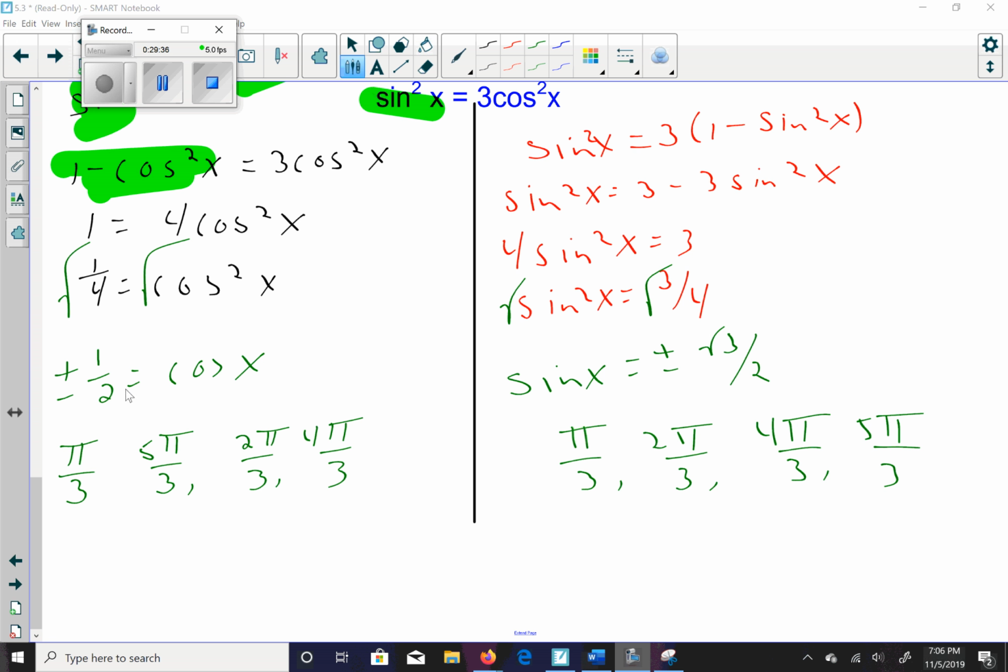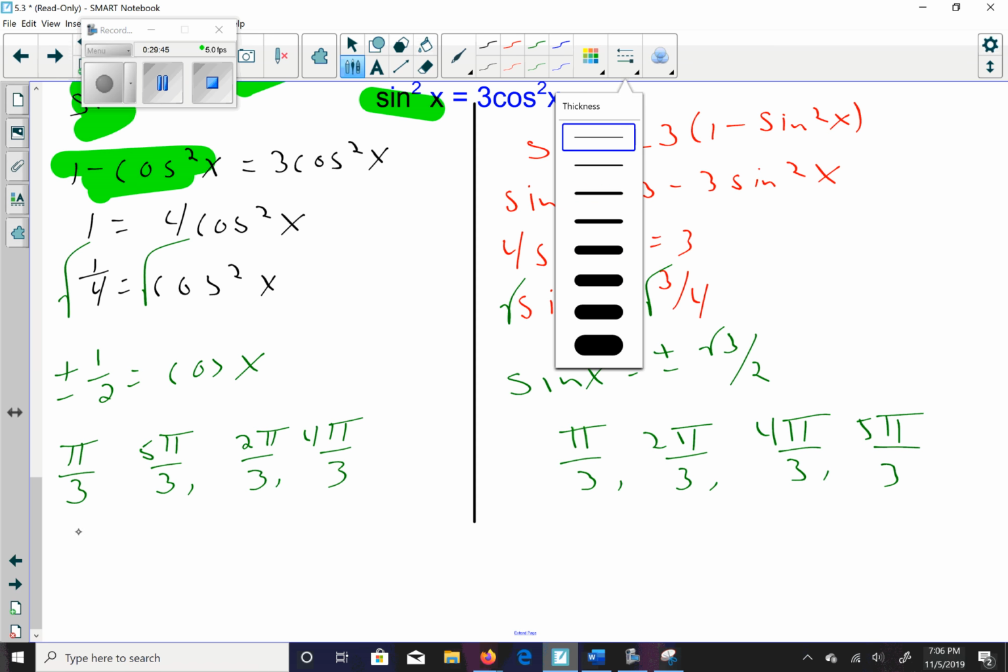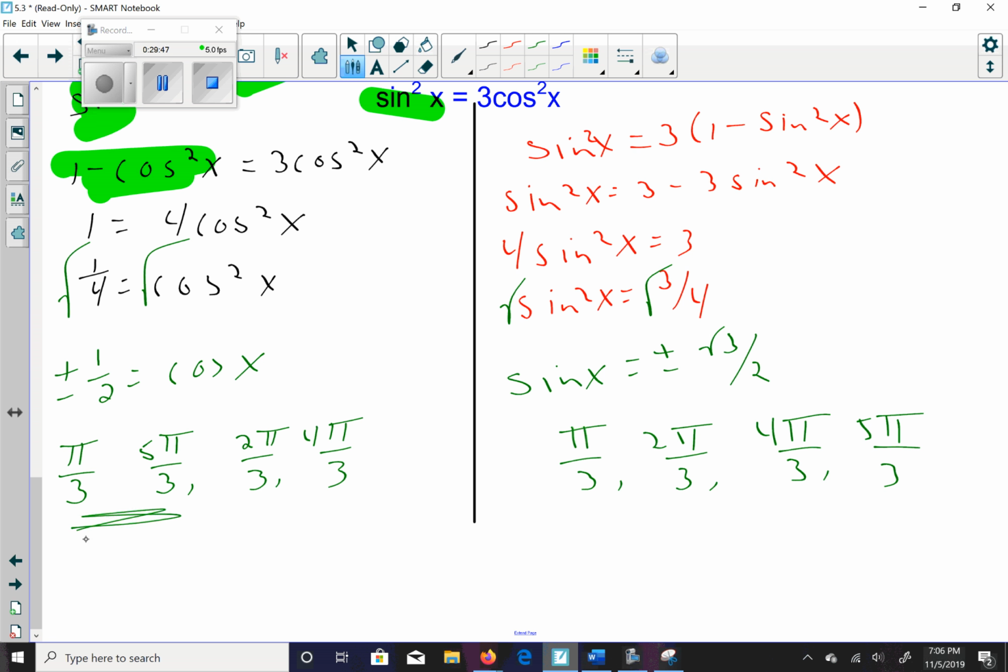So I have cosine of x is equal to plus or minus 1/2. The reason why I wrote them this way is because these first two are the place where the cosine is equal to a positive 1/2. Here's when the cosine is equal to a negative 1/2. Again, it doesn't matter the order that I write them in.